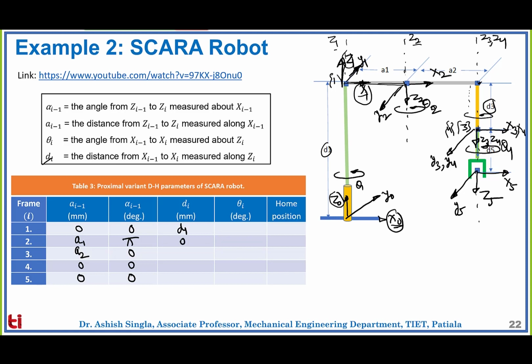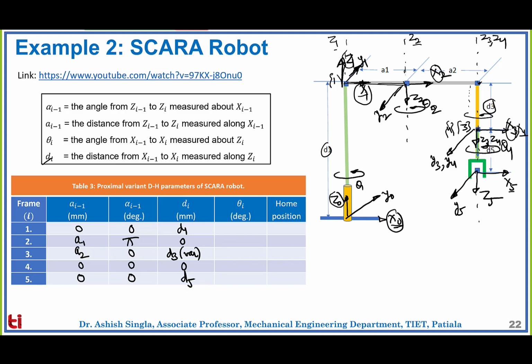Then you have d3, which is the distance from x2 to x3 along z3. So we have this x2, this is x3, this is d3, and we know this is a prismatic joint. This d3 will keep on varying, so we'll always write d3 as variable. It's not a fixed distance, it keeps on varying depending upon the location of the prismatic joint at that particular instant. Then you have x3 to x4, both are aligned, so this is 0, and then you have x4 to x5 along z5, so we have x4 over here, x5 over here. This is the distance, marked in green as d5. So this is the distance d5.